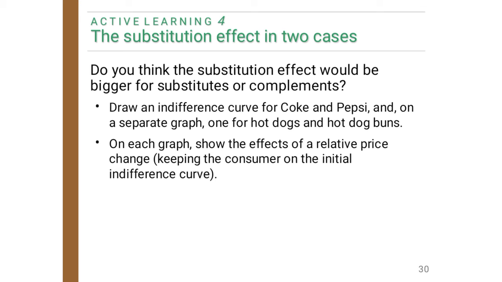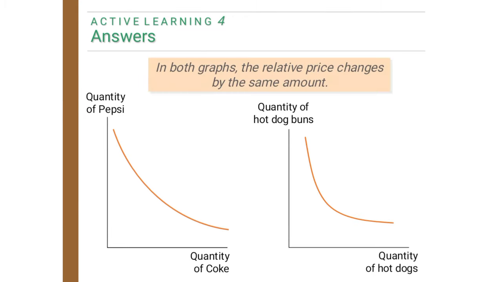Do you think the substitution effect will be bigger for substitutes or complements? Draw an indifference curve for Coke and Pepsi, and on a separate graph, hot dogs and hot dog buns. On each graph, show the effect of the change in relative price. We will do this one later, so I don't think you should work on it, but you can try. Maybe you can read further and try to understand. If the goods are substitutes, the indifference curve looks much straighter with small gradients. And for hot dogs, if they are complements, the indifference curve looks like that too.